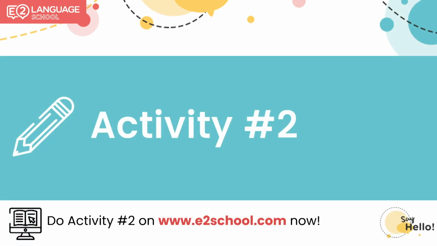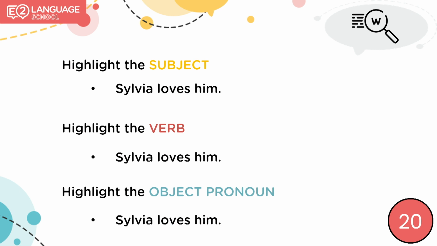Okay, are you ready for activity number 2? In this activity, you need to highlight the different parts of speech. So you need to highlight the subject, verb, and object pronoun in this sentence. Sylvia loves him. You have 20 seconds.